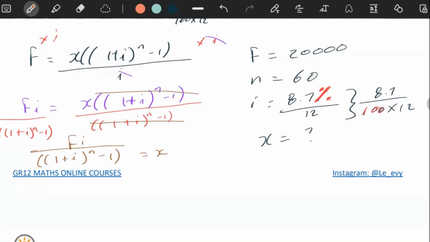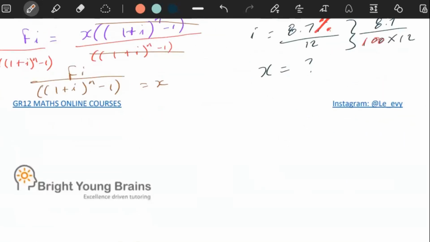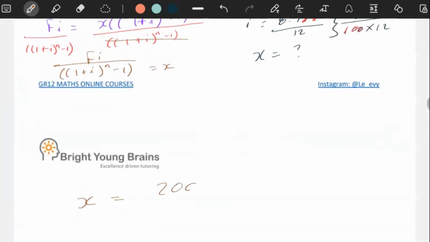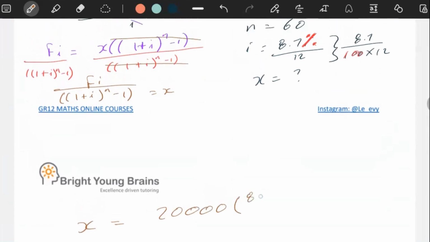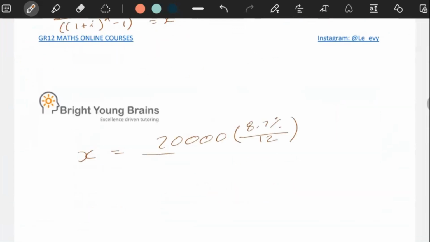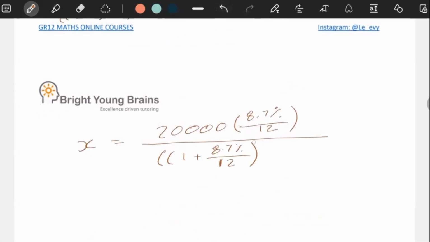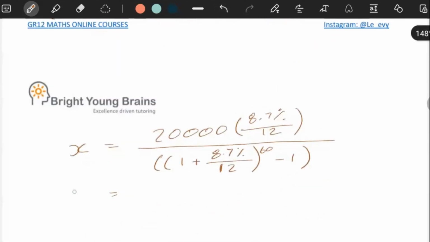Okay, so what do we have here? To work out a value of x, clearly we just need to put everything into our formula. So our value of F is 20,000. The value of I, I like to write it like this, 8.7% over 12. And then here we have 1 plus 8.7% over 12. And then we have here, where is n? 60. There we go.